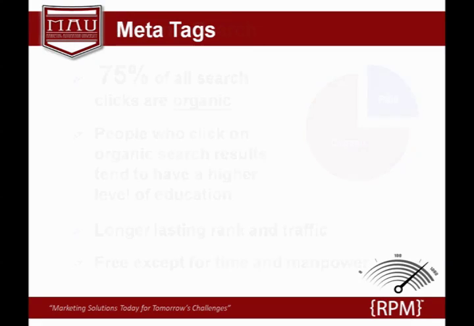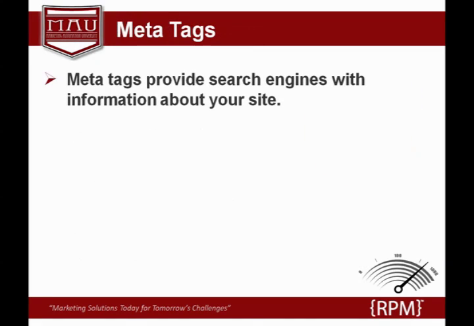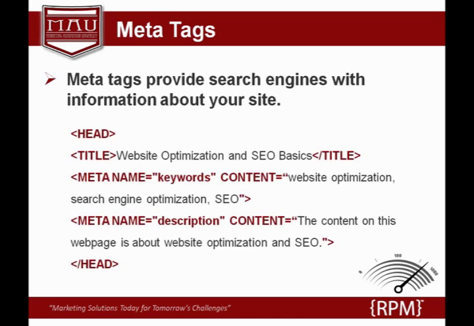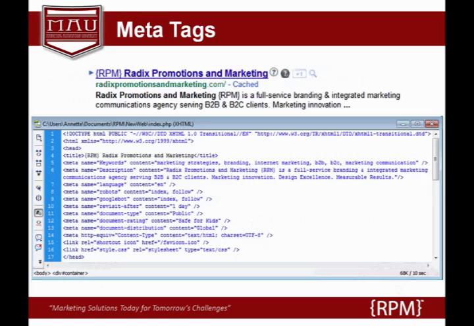Now let's talk about your meta tags. Your meta tags provide search engines with information about your site. Your meta tags are usually within your head tags, and within the head tag you'll find your title tags, your keyword content tags, and your keyword description tags. I'll show you an example of that in use in the next page.